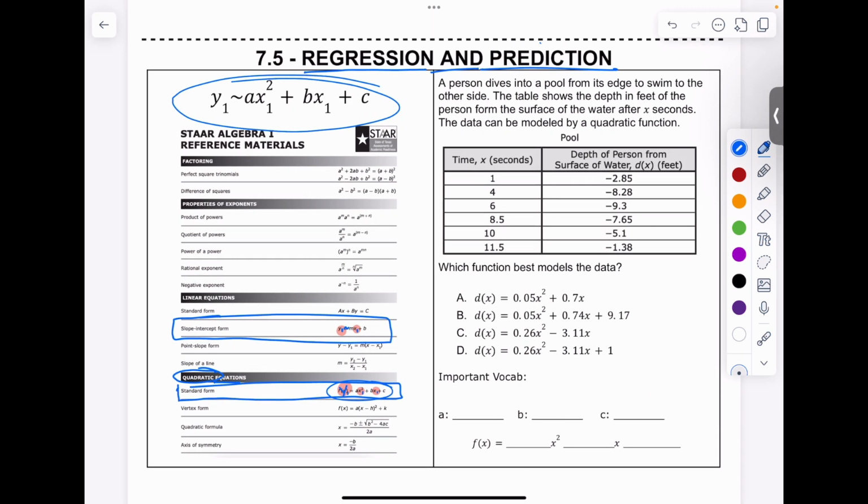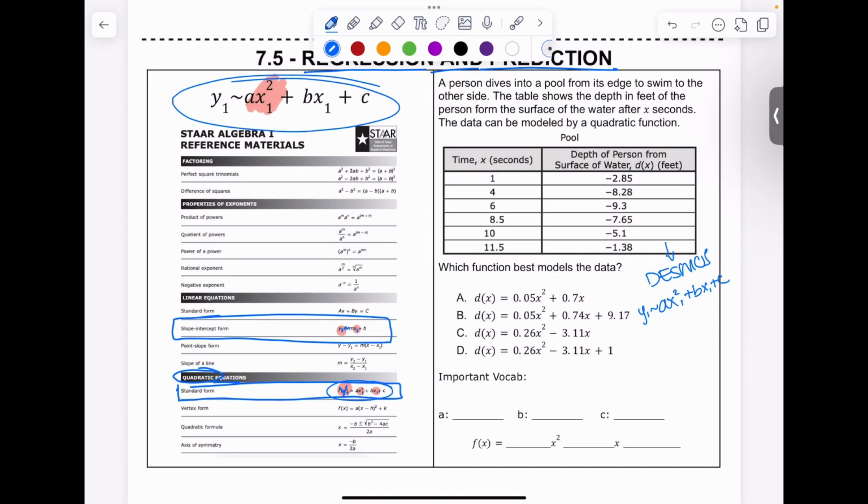So, I have my first question. It says, a person dives into a pool from its edge to swim to the other side. The table shows the depth in feet of the person from the surface of the water after x seconds. The data can be modeled by the quadratic function. Which function best models the data? If I look at all my answers, they have x squared, x squared, x squared. That's telling me I need to use this one that also has x squared. So I'm going to take this to Desmos, and I'm going to use y1 squiggly line ax squared 1 plus bx1 plus c. That is what I'm using.